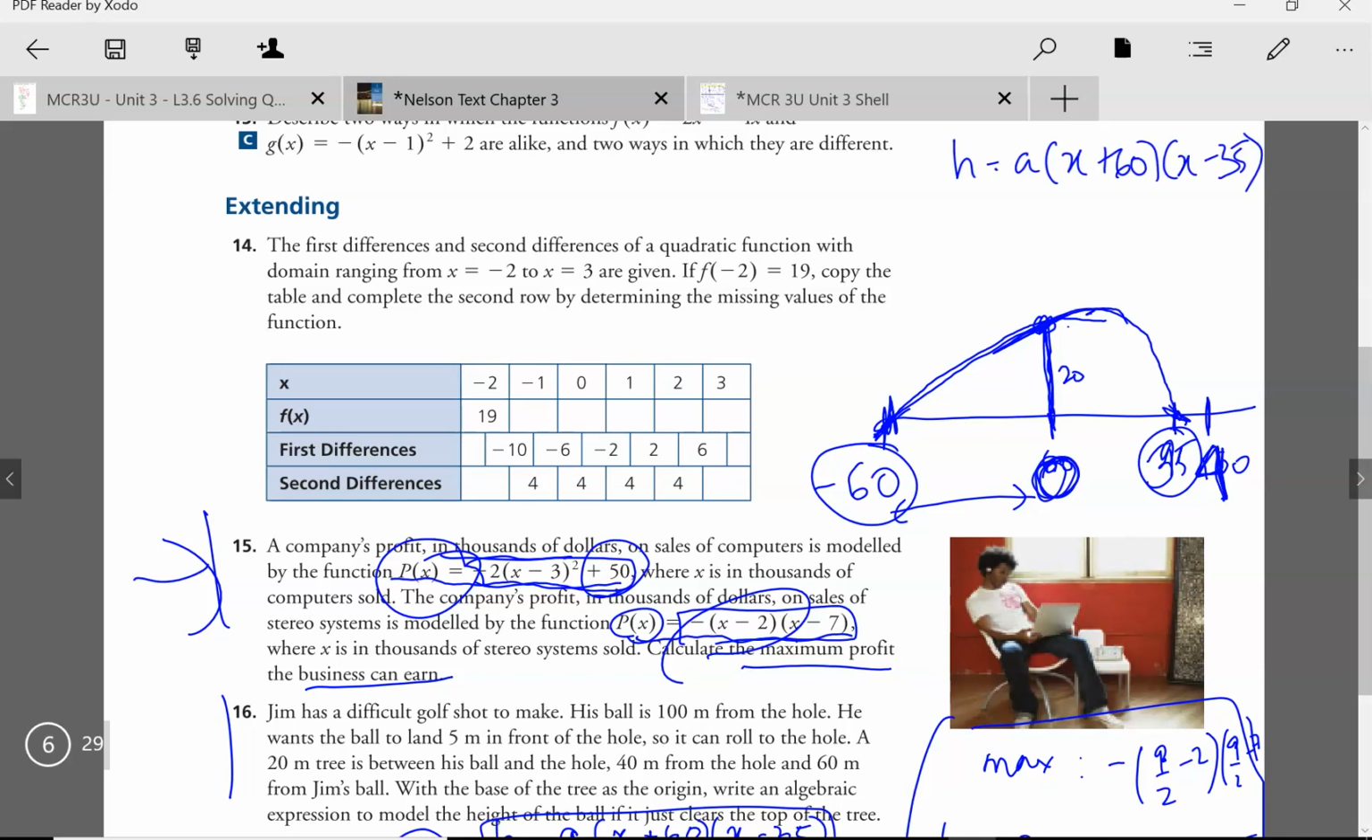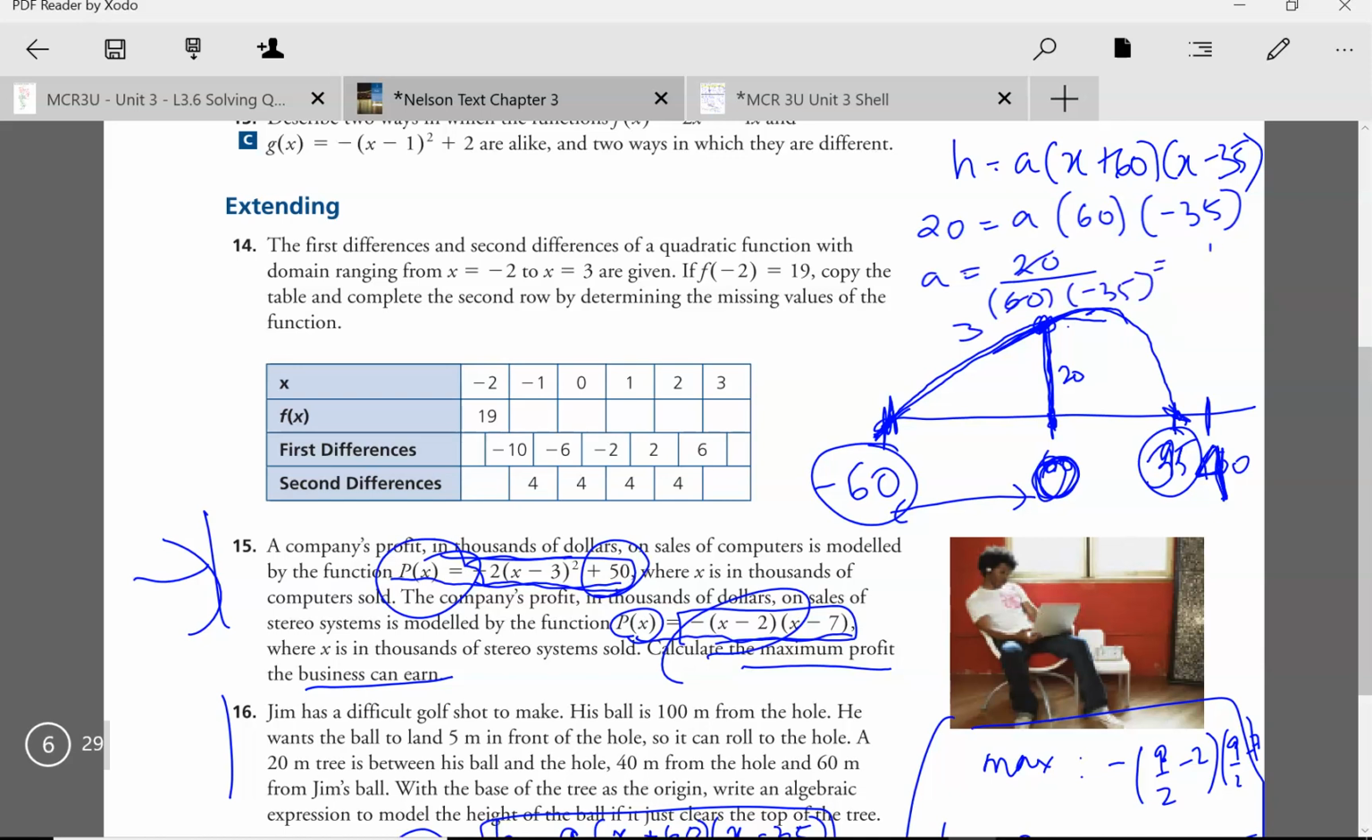And we know that for an x value of 0, my height was 20. So I can easily sub that point in to calculate my a value. So a equals 20 divided by 60 times negative 35.